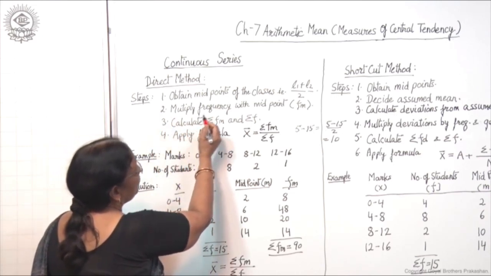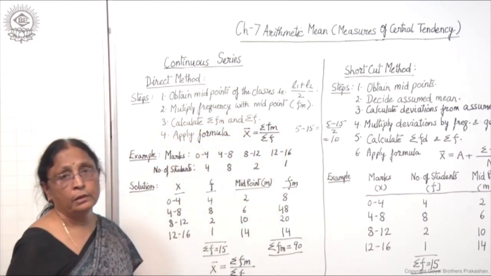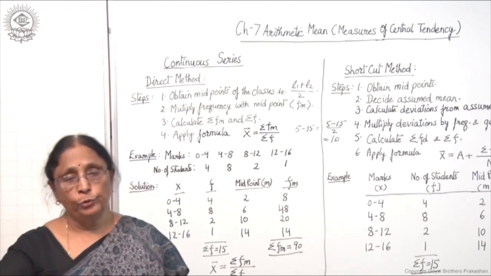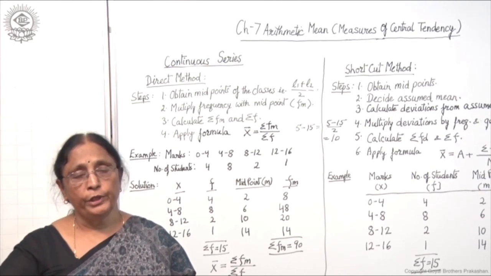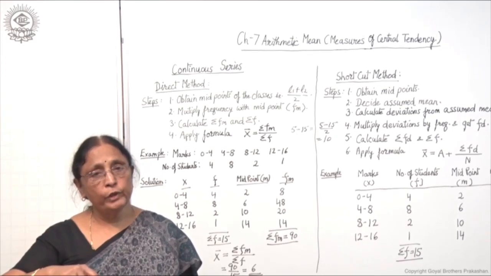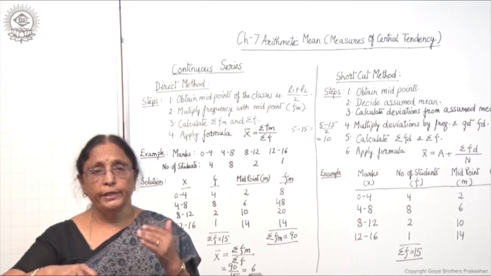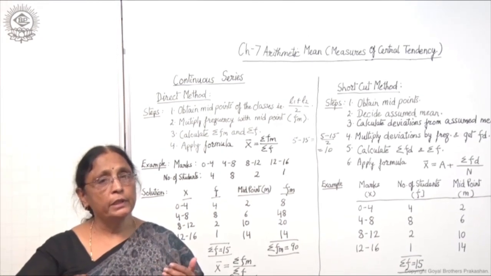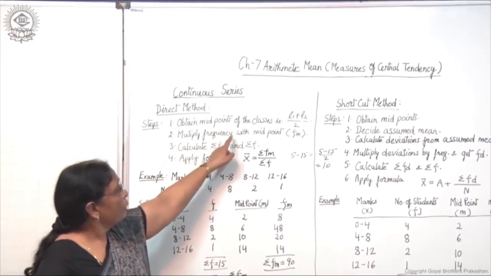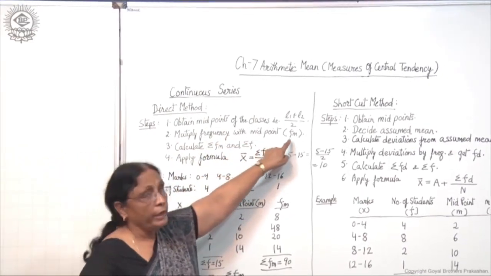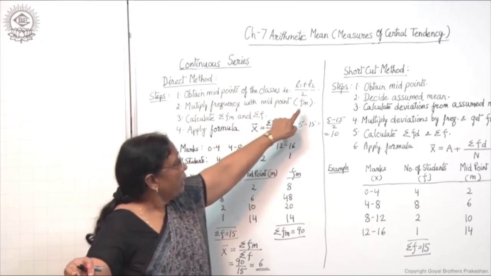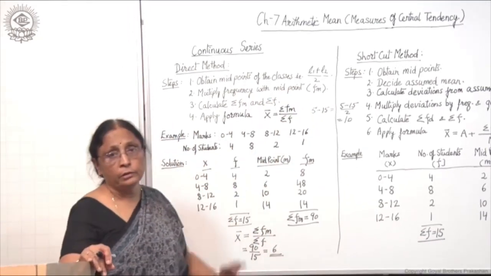Second is to multiply frequency with midpoints. In the question the frequencies will be given to you, and after calculating the midpoint you have to multiply frequency with the midpoints. And what will you get? Labeling the midpoint as M, and frequency as F, what will be the multiplication of frequency with midpoint? This will be FM. Here F stands for frequency, M stands for midpoint. Clear?